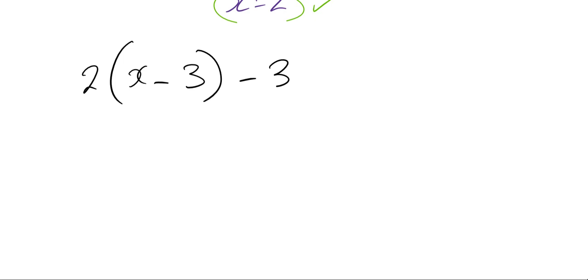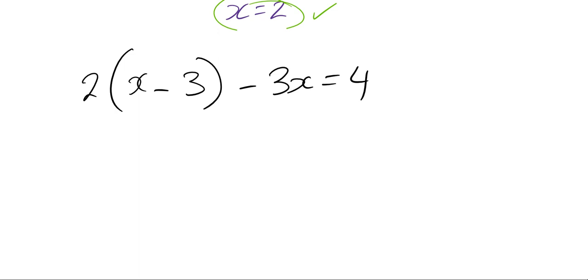Let's look at a few more involving brackets. Alright, let's say we've got this one. So let's deal with the expanding bit first. 2 times x gives me 2x. 2 times negative 3 gives me negative 6. That's all I need to do in terms of expanding and multiplying.